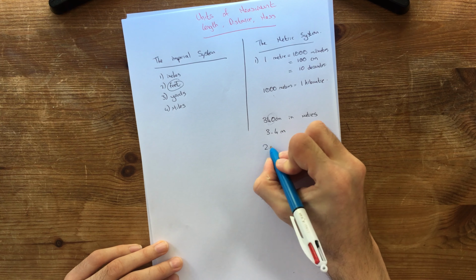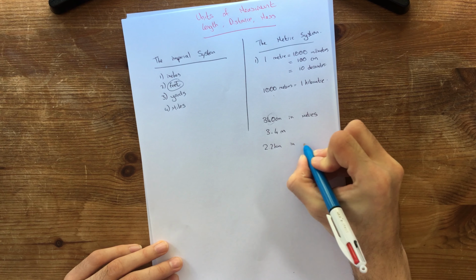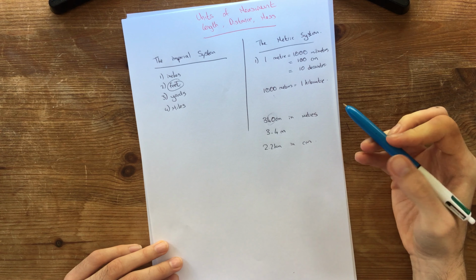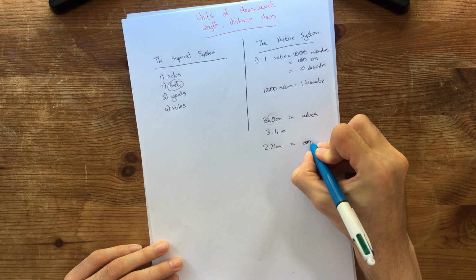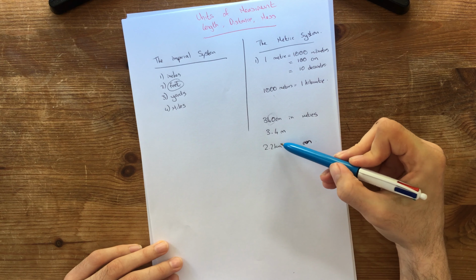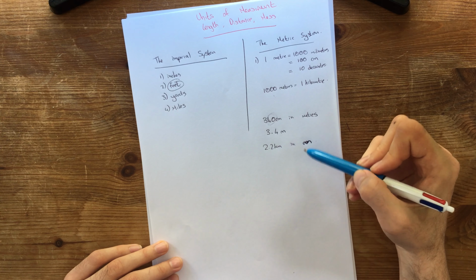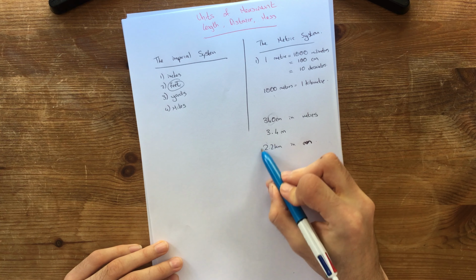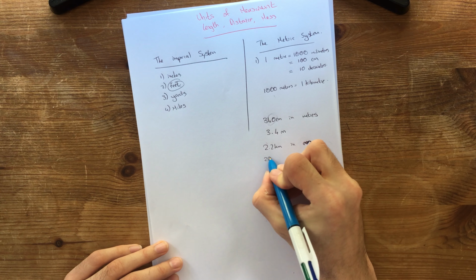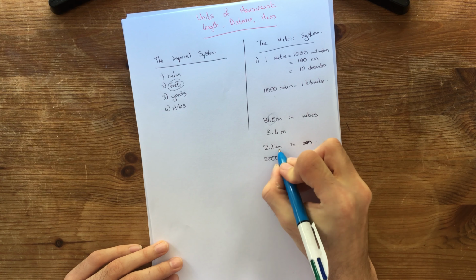Another one is, say, 2.2 kilometers in meters. What we want is meters. Well, if there is 1,000 meters in a kilometer, that means this 2 means that there's 2,000 meters. And then we've got another 200 meters. That's what that 0.2 is. So it's 2,200. Those conversions can take a little bit of thinking, but you'll get used to them.